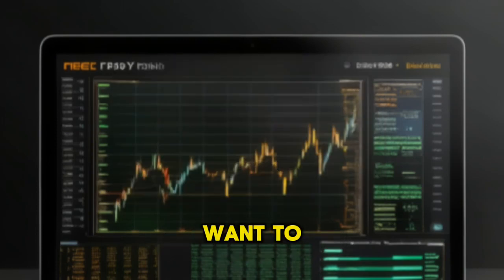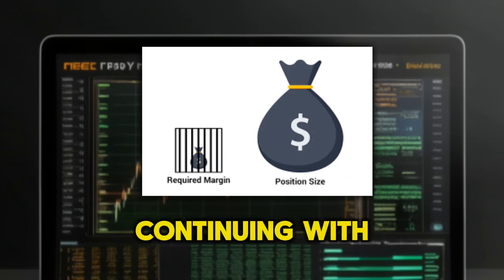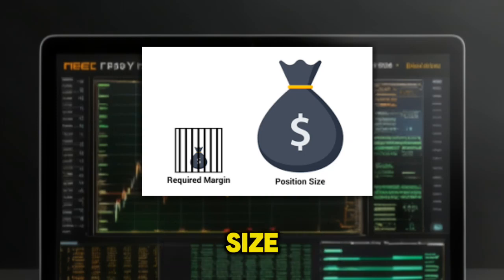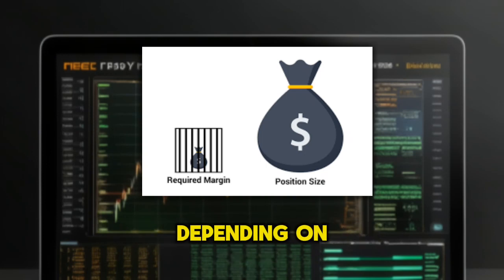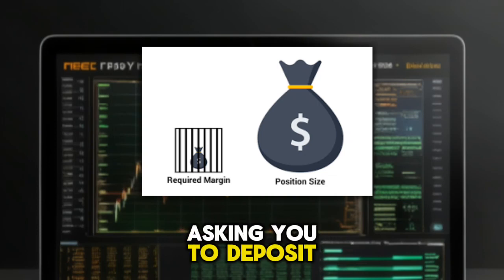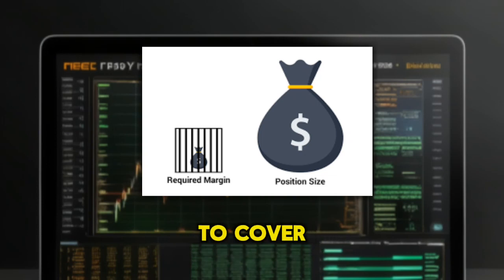The next thing I want to talk about is called margin. Continuing with the house buying analogy, margin is like the deposit you put down when you're using leverage to buy a house. It's a small portion of your total position size that you need to have in your trading account to open and maintain a position. Margin requirements vary depending on your broker and the leverage you're using. If your losses start eating into your margin, you might get a margin call from your broker, asking you to deposit more money into your account to cover the losses and keep your position open.